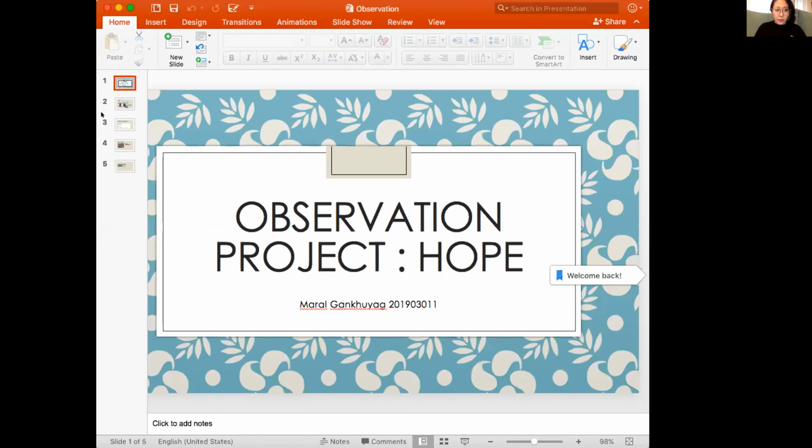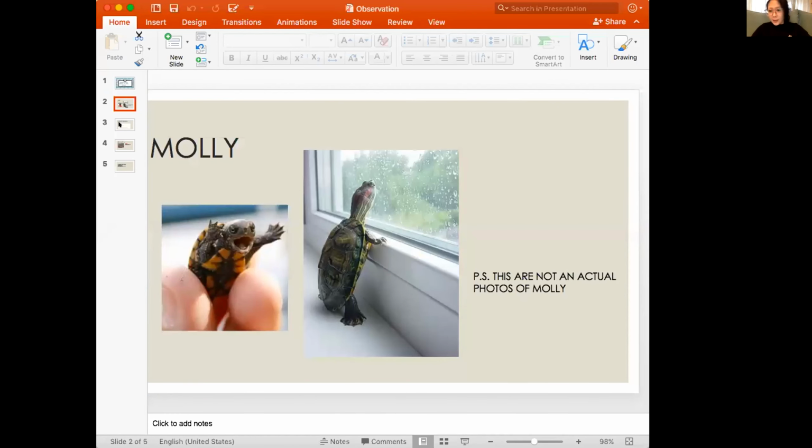Let's start. Hello, everyone. My observation project's name is Hope, and I named it that because of my aunt's pet turtle Molly, and he's sleeping now. Wow. Yes, thank you. I'm going to share my screen right now. So as you can see, Molly is really cute, and all turtles are really cute. I just wanted to remind you guys.